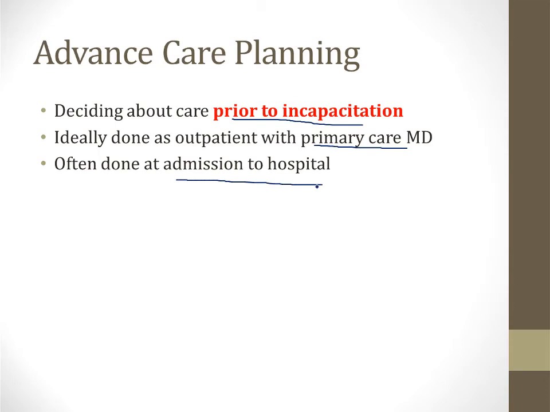This is especially important for patients with chronic illnesses like heart failure. They're at high risk of becoming very sick in the hospital and then becoming incapacitated. So, on admission, you want to ask them what their wishes for care are so you can document it in the chart. And this is called advanced care planning.